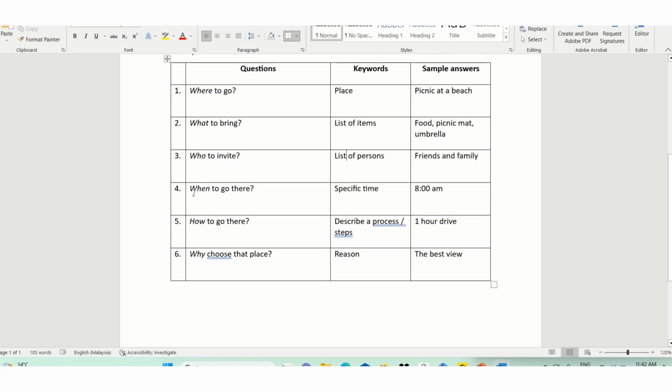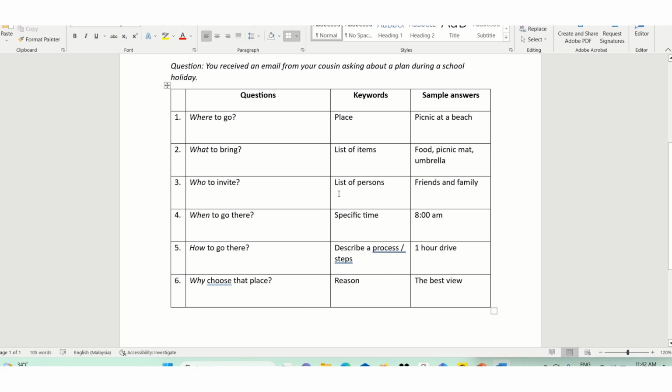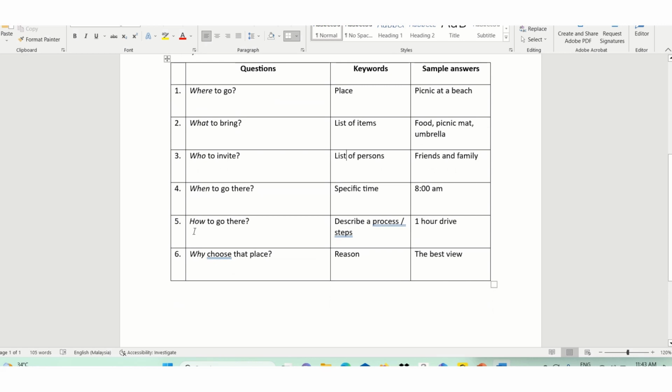So how about the questions when, which is asking for a specific time or maybe a specific way of answering that actually denotes a specific time for this activity to be done, right? So, for example, maybe 8 a.m. in the morning, or anything along that line. But the basic principle is the specific answer must be there.